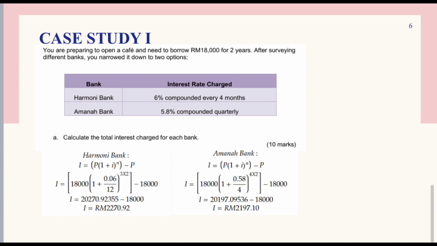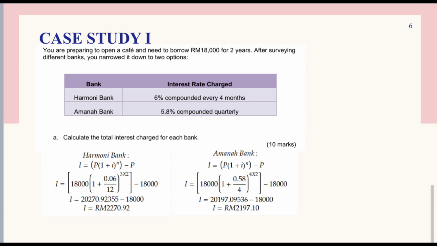In order to find the total interest charge for each bank, we are using the compound interest formula, that is I equals S minus P. S is equivalent to future value, meanwhile P is equivalent to original principal. After we are done searching for the compound interest, we are going to compare both of the compound interests and determine which compound interest costs less.